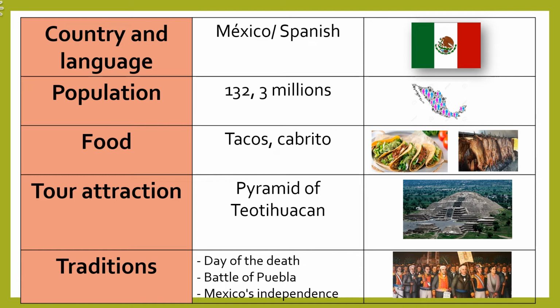You know, now in Nuevo León, we enjoy the cabrito. Tourist attractions: we have the pyramid of Teotihuacan. And traditions: we have Day of the Dead, Battle of Puebla, Mexico's independence. These are only some of the traditions that we have. Obviously, we have a lot, but this is a handful of examples.